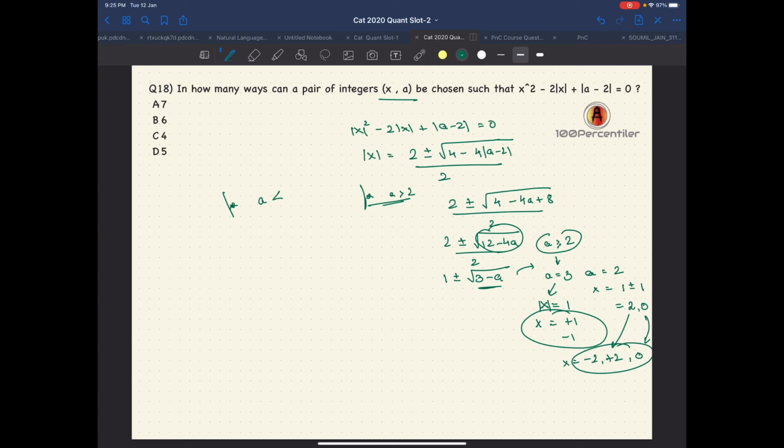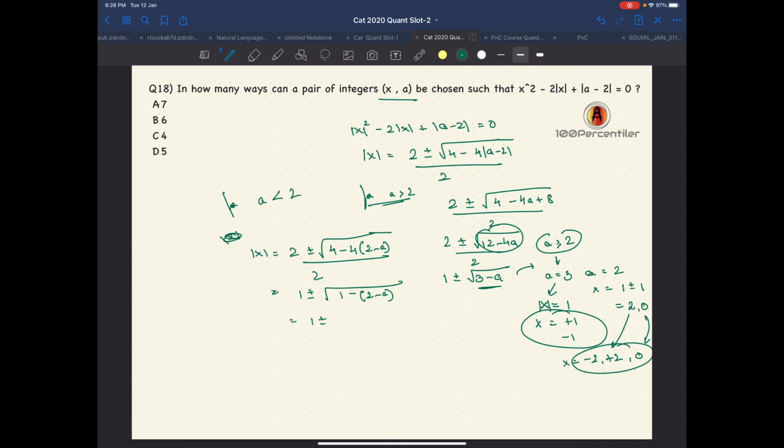Now for a less than 2, we have mod x equal to 2 plus minus root 4 minus 4 times 2 minus a on 2. This is 1 plus minus root 1 minus 2 minus a.